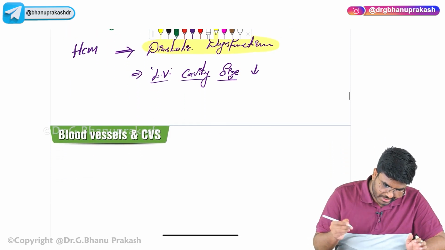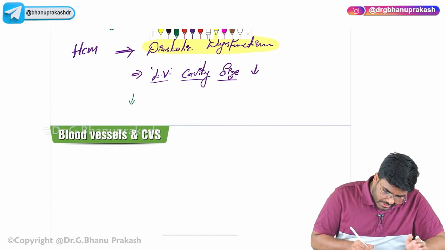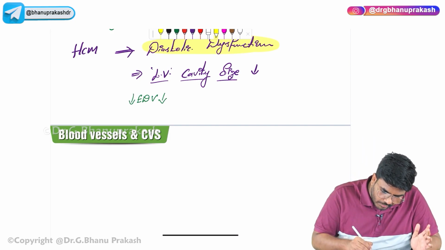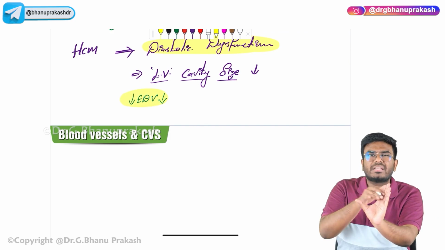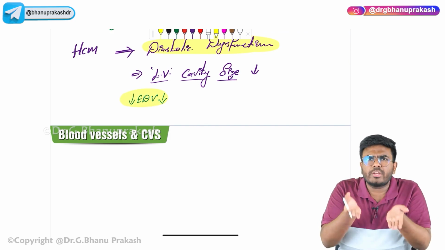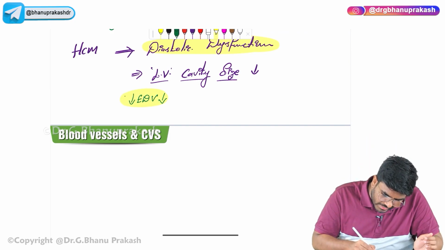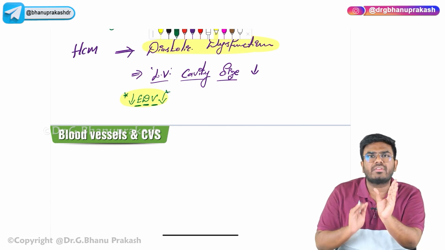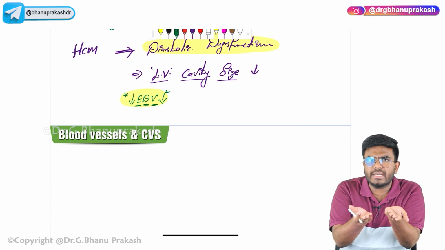It's a diastolic dysfunction. So what happens to the end-diastolic volume? There is a decrease in the end-diastolic volume. The left ventricular cavity is small. End-diastolic volume is nothing but the amount of blood that is filled in the ventricles. It's going to be less. At the end of the diastole, how much blood is going to be there in the ventricles? Because of the small cavity, little blood.